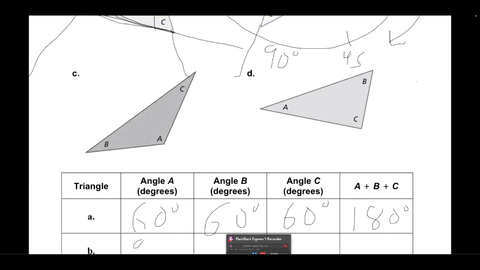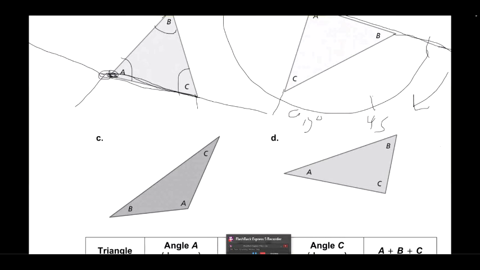Should write down 90 degrees right here. Now do the rest of the angles, please. If you're back, you'll find that 90 plus 45 plus 45 equals 180 degrees. So this will be a different type of angle for triangle C here.